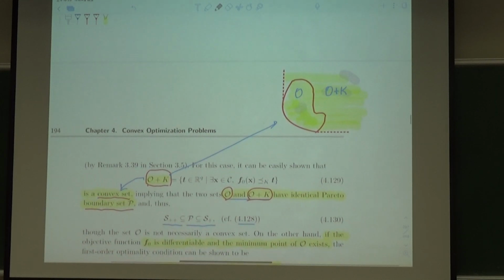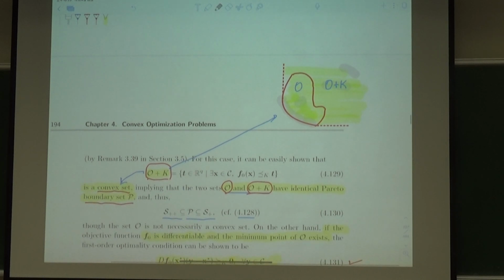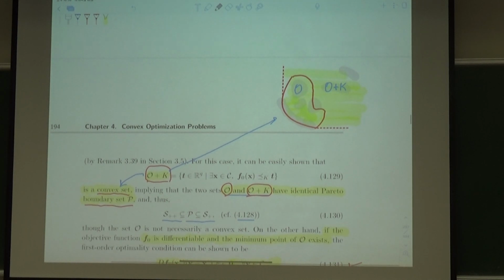You can practice the proof. This is a convex set. If it is a convex set, the minimal points happen to be here, the same as O. So for a convex problem, even if O is not convex, over here they are smooth and convex. But here is not convex, and we're not interested in that portion. This is called the Pareto boundary.